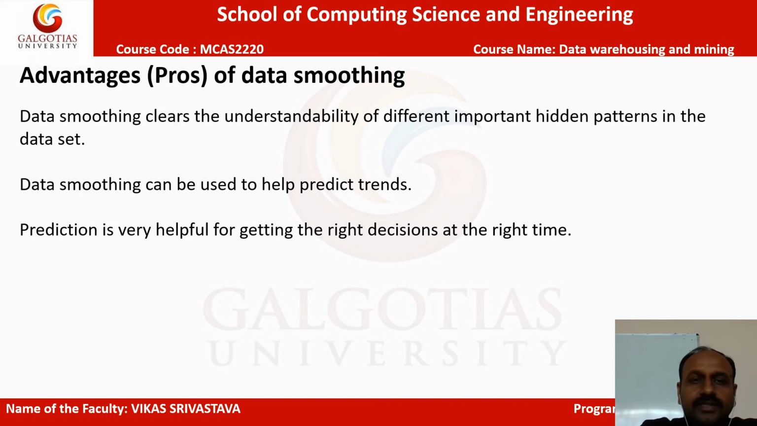So these are some of the advantages of using the data smoothing concept. Data smoothing clarifies the understandability of different important hidden patterns in the data set. Data smoothing can also be used to help predict trends. Prediction is very helpful for making the right decision at the right time. Here we have applied the binning mechanism to smooth the data and convert it into a meaningful form so that we can take the right decision at the right time.